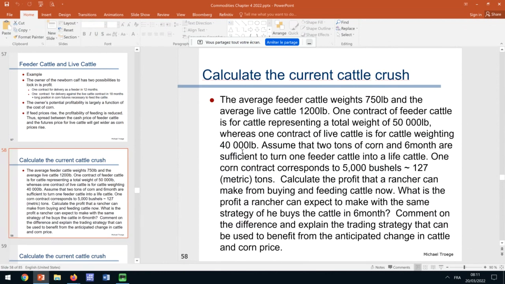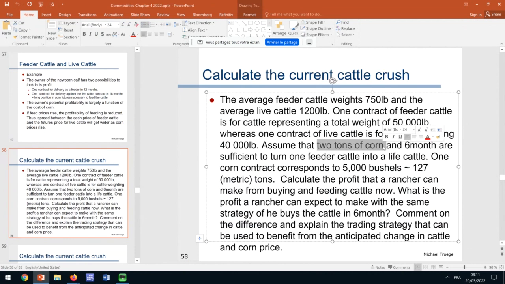Now we need to know how much corn we need for bringing one feeder cattle to the state of a live cattle. The information we have here is that a cattle needs 2 tons of corn to transform in 6 months from a feeder cattle into a live cattle.